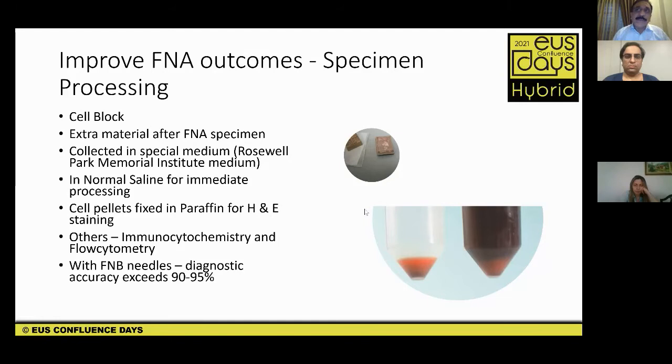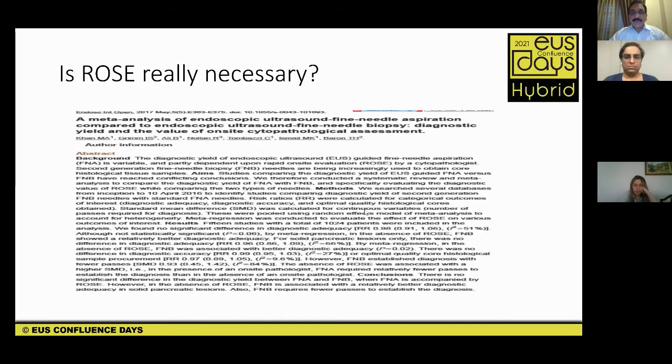So how do we prepare a cell block when we have it? We blow it through either in saline or in a special medium. And if we are using saline, we need to send it to the lab for processing immediately, where it can be rotated, and cell pellets are fixed for H&E staining. Here we can use this tissue for immunocytochemistry and flow cytometry. As I just said, we can obtain a near diagnostic accuracy of 90 to 95% when we use an FNB needle as compared to an FNA needle.